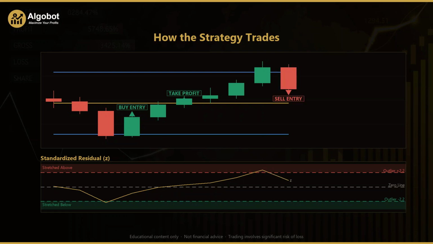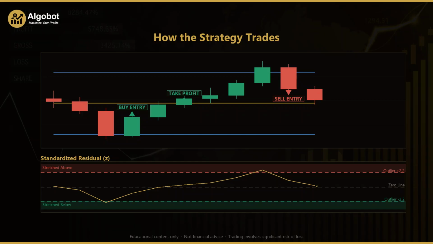Now follow price forward. The next couple of candles push steadily higher. The residual glides back toward zero, and price reaches the regression line. That's our first take profit marker, a short, high-odds objective as the outlier simply normalizes back to fair value. The long idea is complete, an outlier below, a confirmed reclaim, and a reversion back to the line. Now the market gives us the mirror image on the short side.